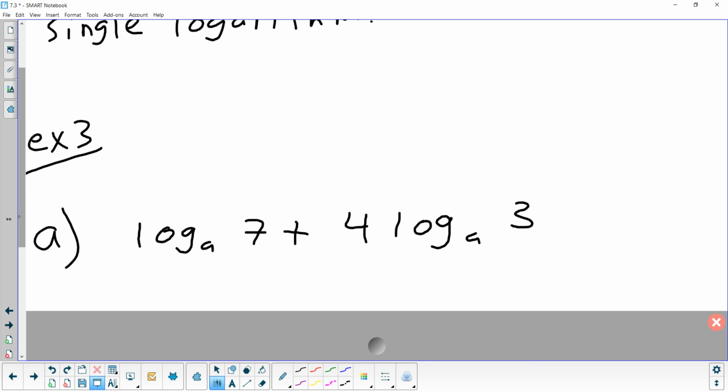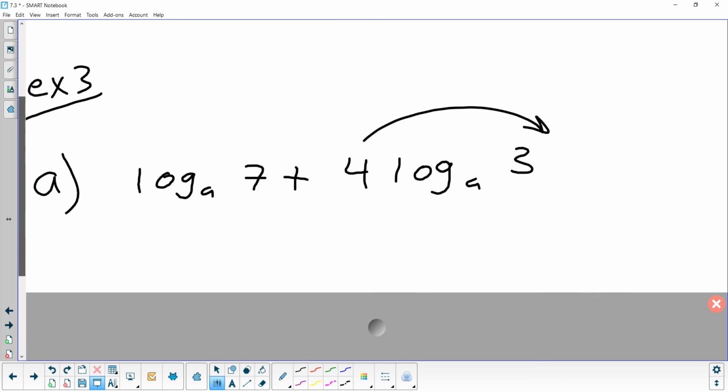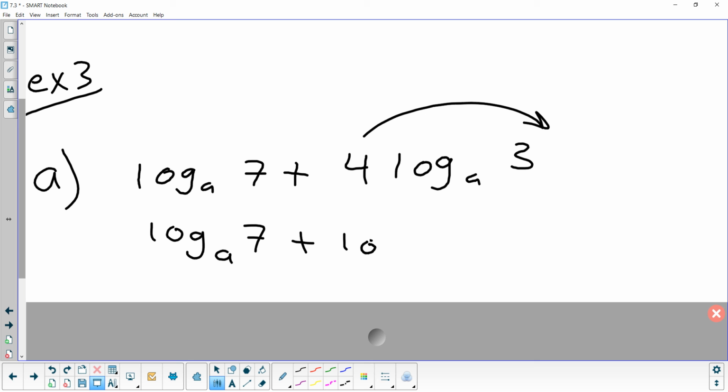So, what would be the first thing that I would do here? Just think of what we just did, but now do it in reverse. Yep. Put the 4 as an exponent on the 3. We're going to put the 4 back as an exponent on the 3. So log base a of 7, that's just going to stay the same for now, plus log base a of 3 to the 4th.